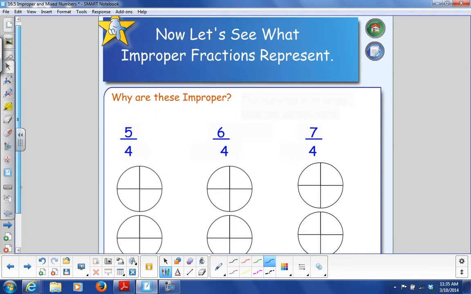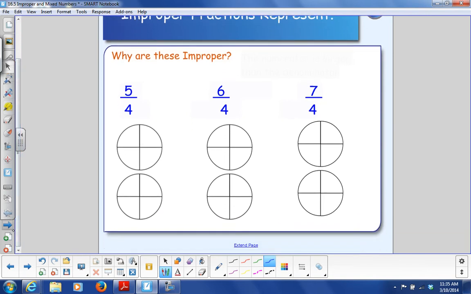Okay, so why are these improper fractions? Who wants to show me why these are improper fractions? No, Ronnie, show me. No, just one of them. Okay, here you have the fraction. So show me. Here, excuse me, let me show you.